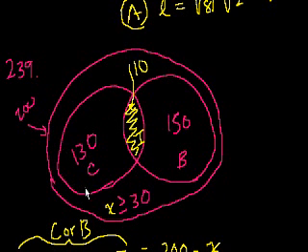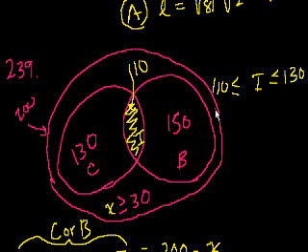Well, it's 130, right? If all of the chemistry people are also studying biology, then the intersection becomes 130. But you can't have 150 people studying both because there's only 130 studying chemistry. So the intersection is greater than or equal to 110, and it's limited by the number of people studying chemistry, 130, which is choice D.